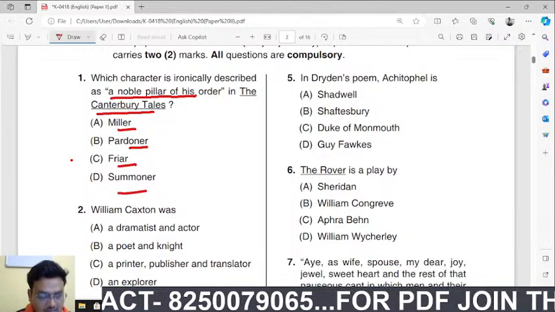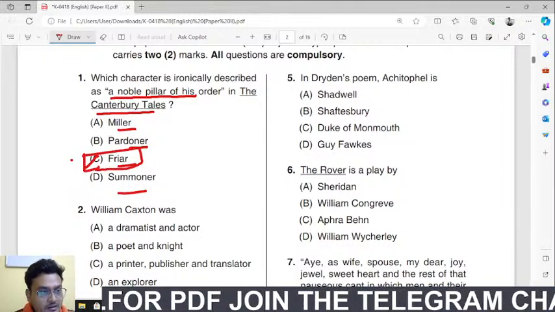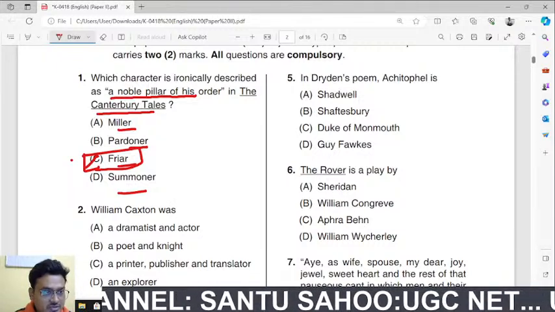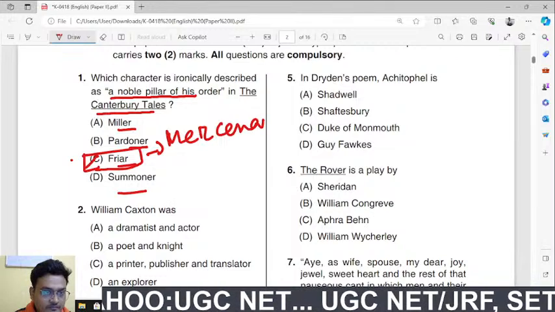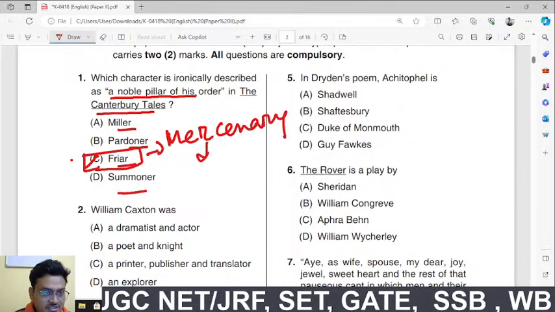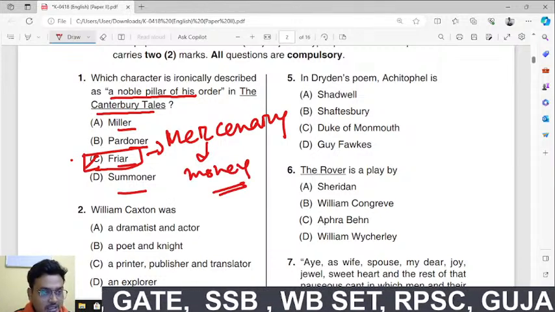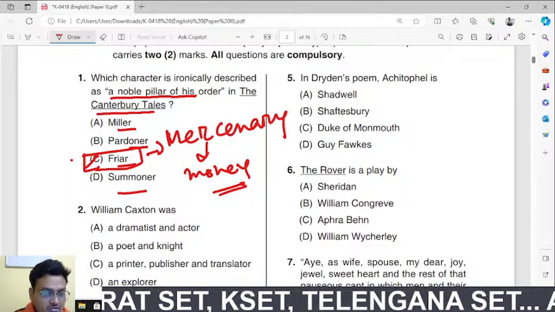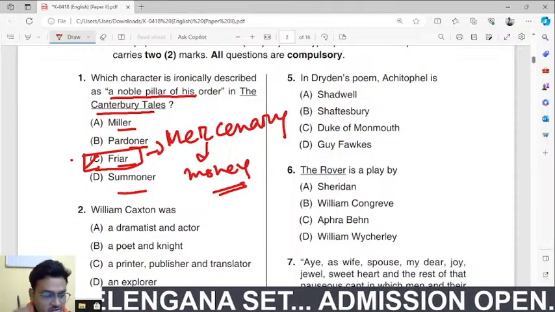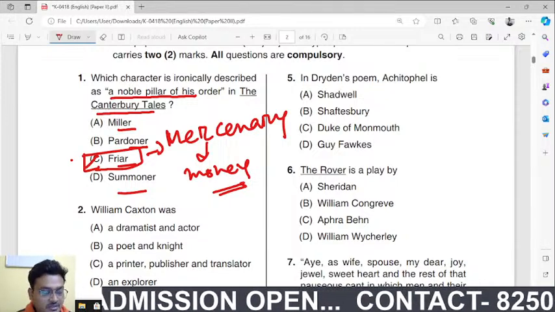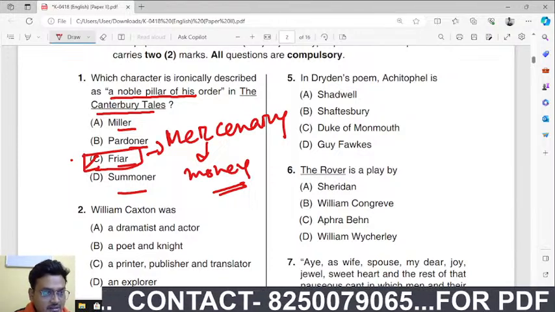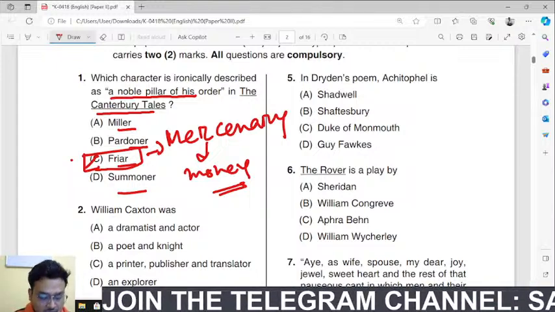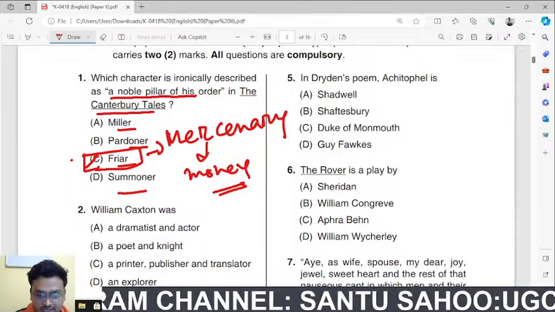Here the right answer is C, that is Friar. Friar is represented as a noble pillar of his order. So he is actually a mercenary figure, focusing only on money. This is a complete satire, a complete use of irony in the General Prologue of the Canterbury Tales, and Chaucer's purpose was to criticize medieval society. It is a satire because he was a mercenary figure who only focused on money. So Friar is the right answer.